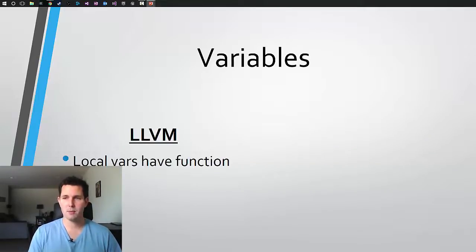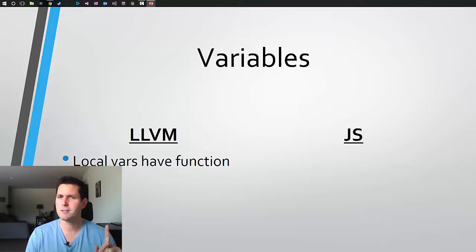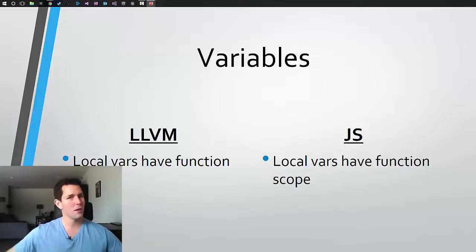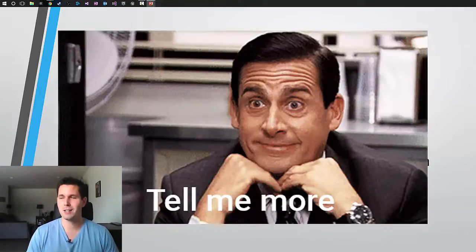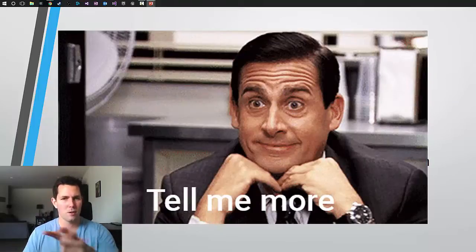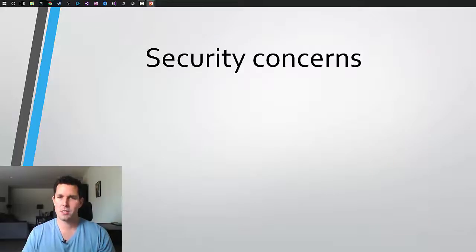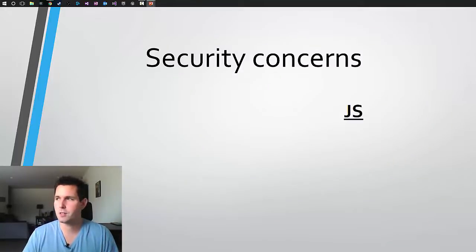So variables, LLVM, local variables have functional scope. And if you're a web developer, this sounds very familiar because local variables also have functional scope. I know, tell me more, right? Because now I'm starting to pique your interest, and hopefully if you're a web developer, you're saying, okay, there are some similarities here, I like it, but still there are definitely some security concerns, right?